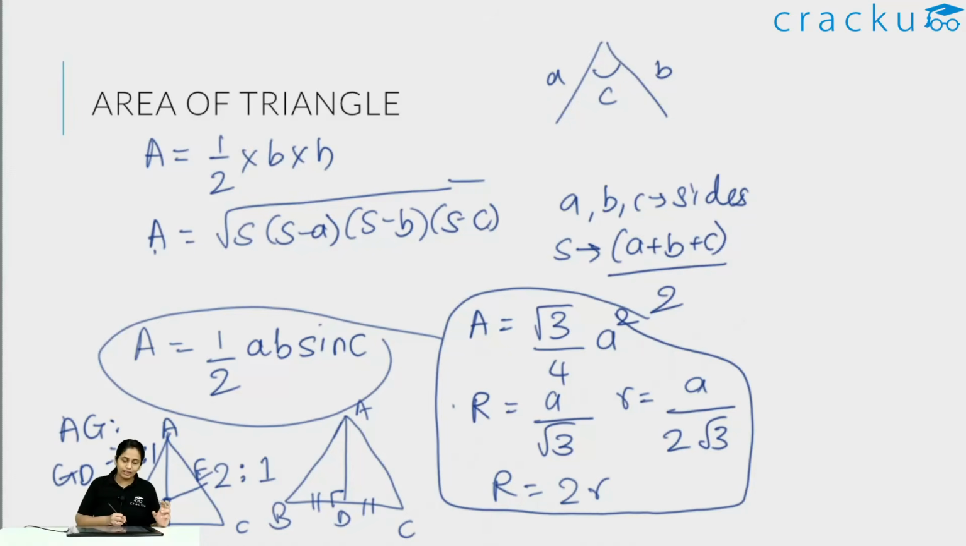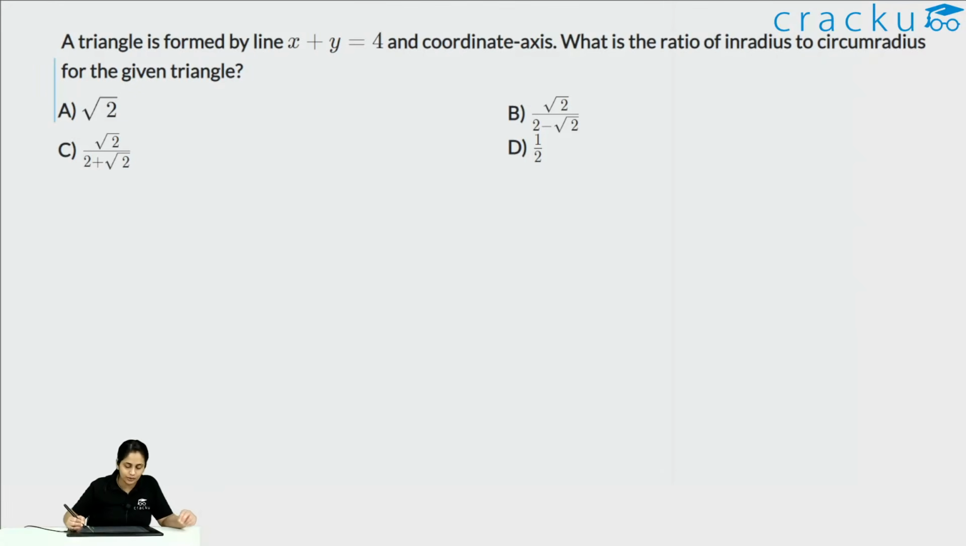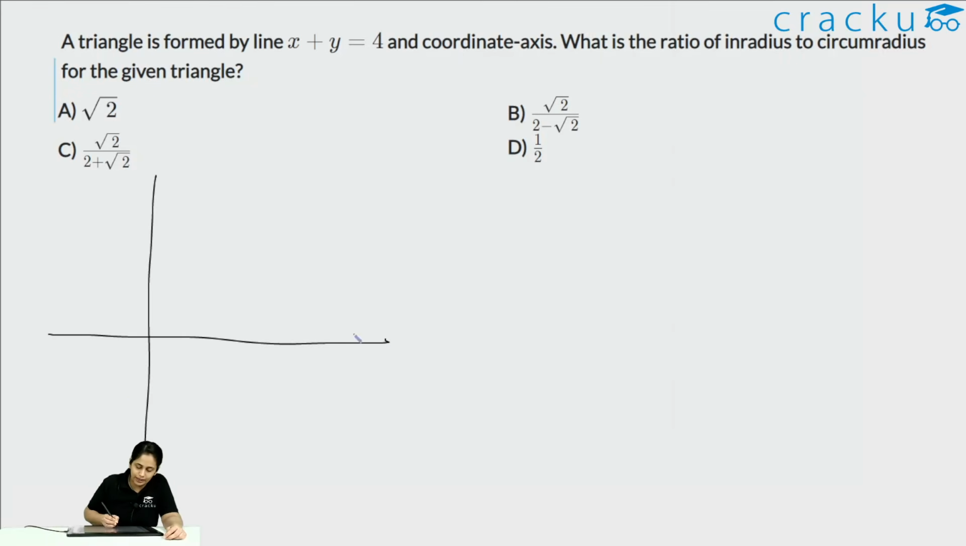So with that we will go to a simple question on area of triangle which uses the alternative areas of triangles. So let us take a look at the next question. A triangle is formed by the line x plus y is equal to 4 and the coordinate axes. What is the ratio of inradius to circumradius for the given triangle? So you have the coordinate axes and the line x plus y is equal to 4. So this is essentially 0, 4 and this is 4, 0.